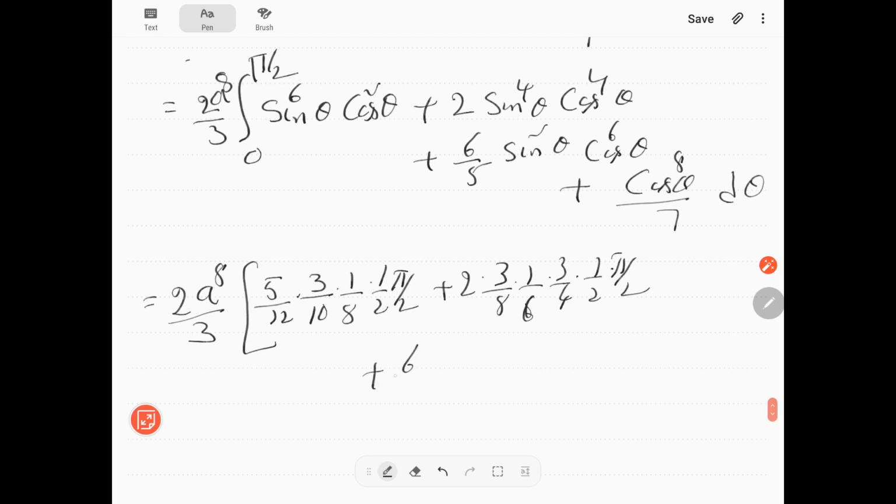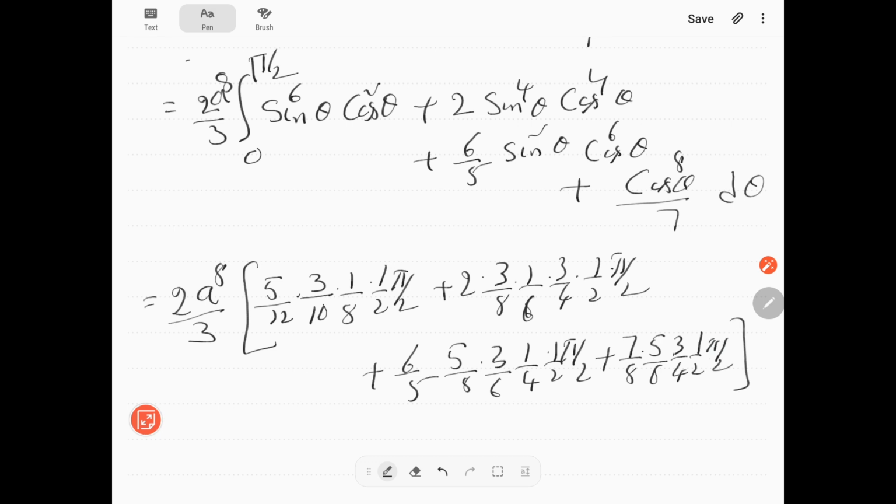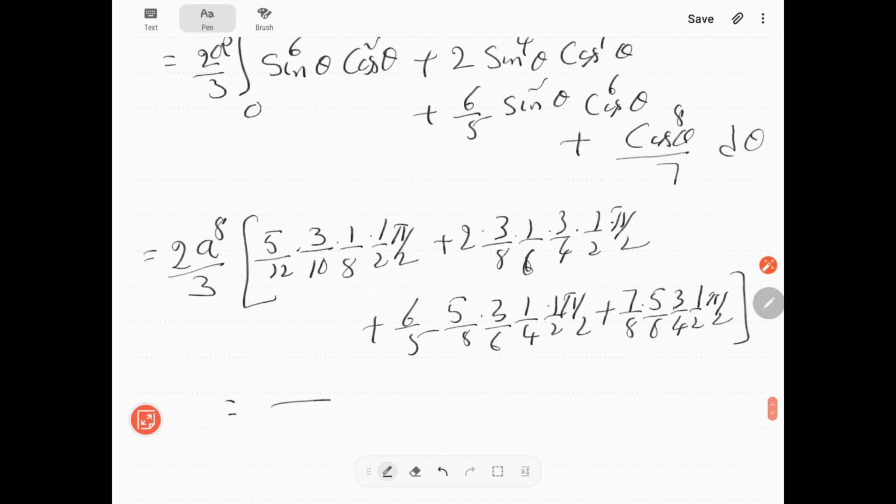For the third term, already 6 by 5 is there, 5 by 8, 3 by 6, 1 by 4, and after that 1 by 2, pi by 2. And here it is 7 by 8, 5 by 6, 3 by 4, 1 by 2, pi by 2. You simplify, ultimately you'll get the answer. So this is how to evaluate that particular problem.